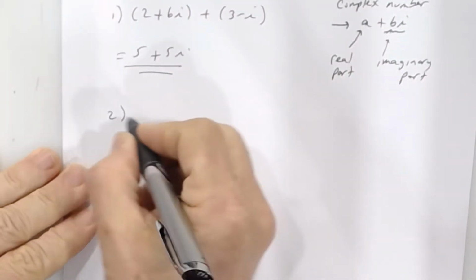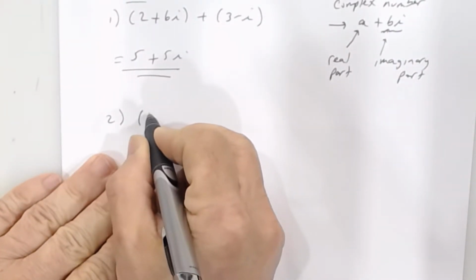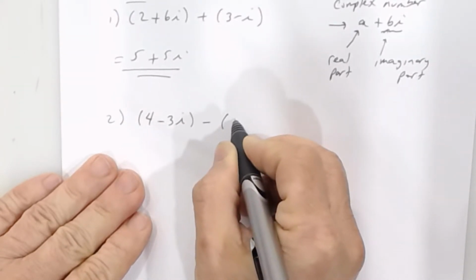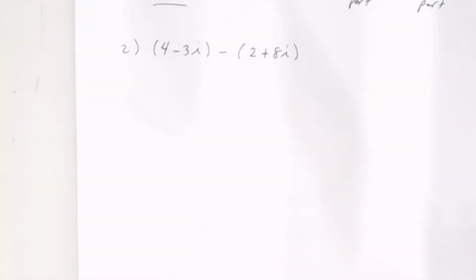Number 2. 4 minus 3i minus, in parentheses, 2 plus 8i. Now the first one is easy because there you're adding them. Here, what are you doing? Subtracting. So what might you want to do to make things a little bit easier for you? Distribute the negative.